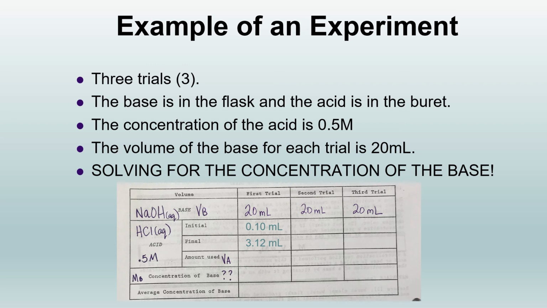For the second trial, we now start with the same volume where we left last time. So we were at 3.12 milliliters. That's going to be the initial volume for the second trial. And then we titrate, and our final volume, once we reach the end point, is 6.25. Do the same thing. Calculate the volume of the acid used, calculate the concentration of the base using the MAVA equals MBVB equation. Then we do the third trial.